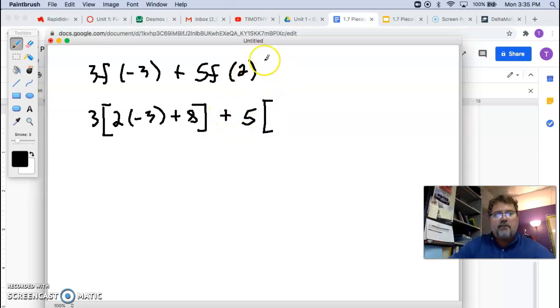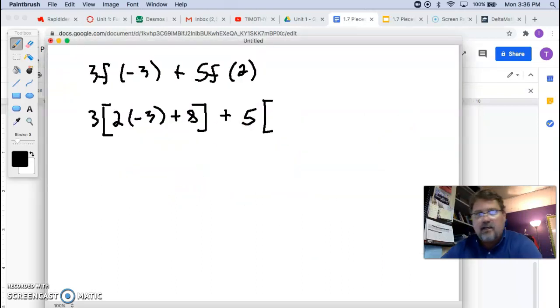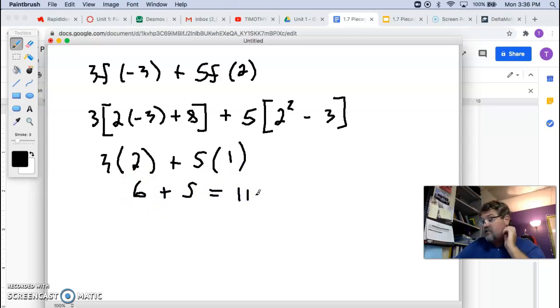times, okay, we got to find out what f of 2 is. Remember, we decided it has to go in this middle part, the quadratic piece. So it's x squared minus 3. So I got 5 times 2 squared minus 3. Now, we don't need to do too much work here. This is actually going to become negative 6 plus 8, which is 2, right? Plus 5 times 4 minus 3 is 1. So we get 6 plus 5 is 11. So that's how you would evaluate something tricky looking like that.